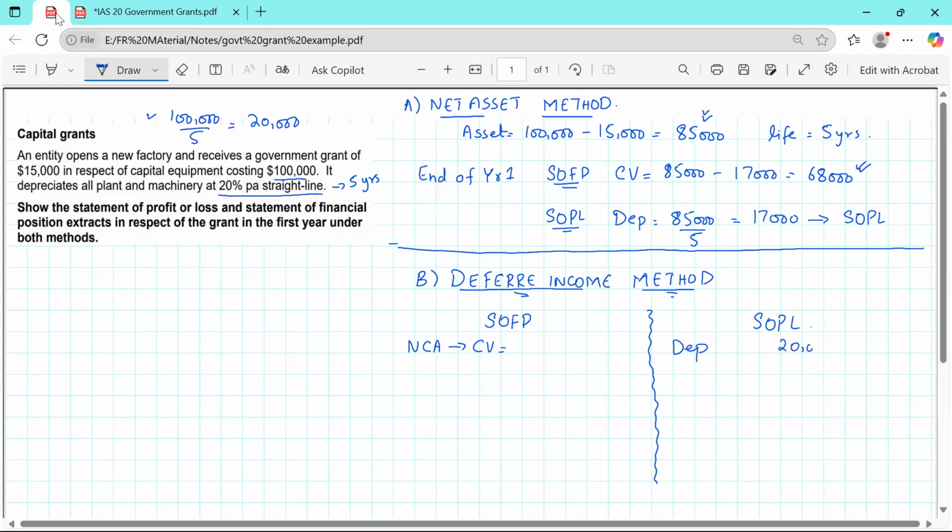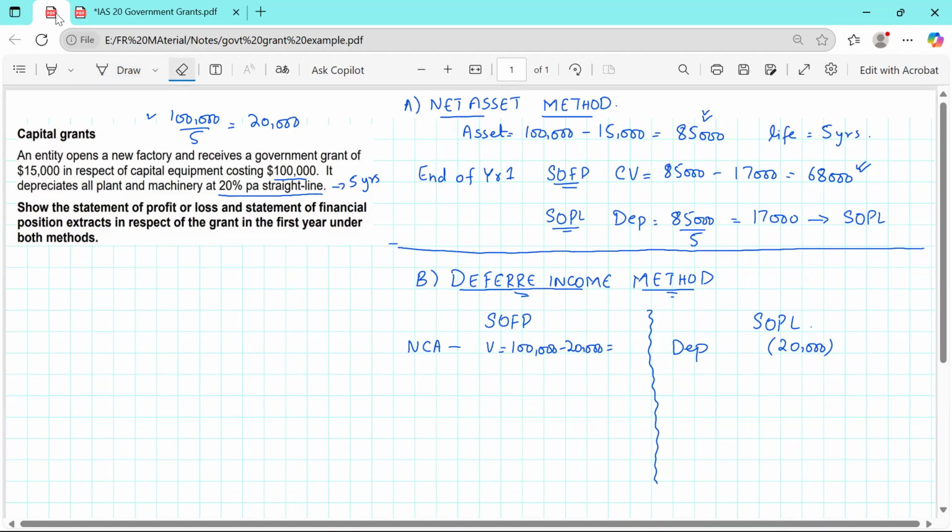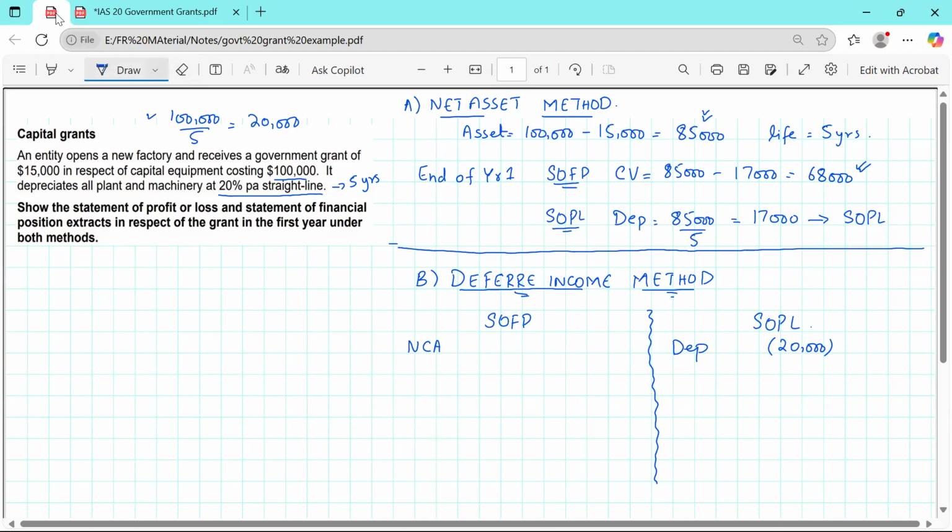Clear? And what would be the carrying value of the asset? 100,000 minus 20,000, 80,000. Let me just write it like this: 100,000 minus 20,000, 80,000. Is this first part clear? Now, how to treat the grant?